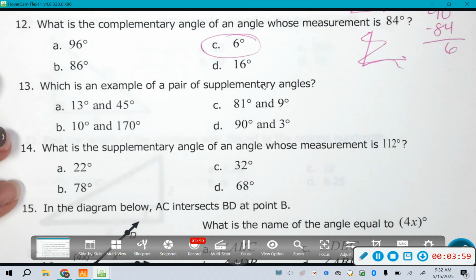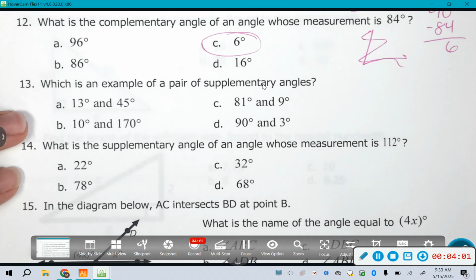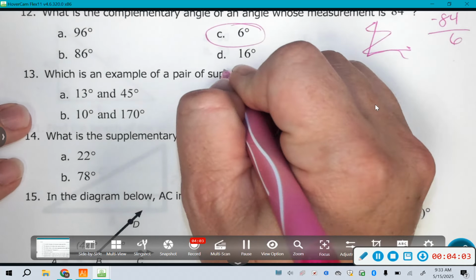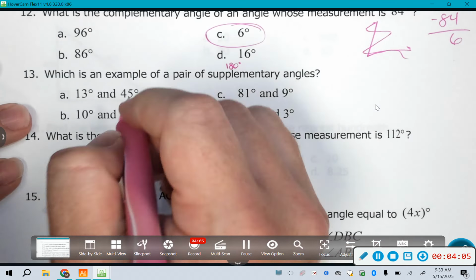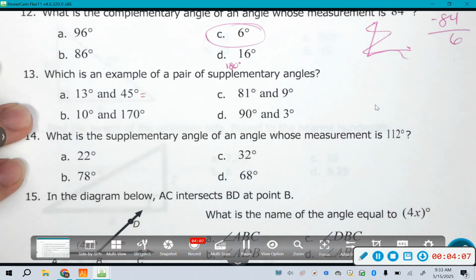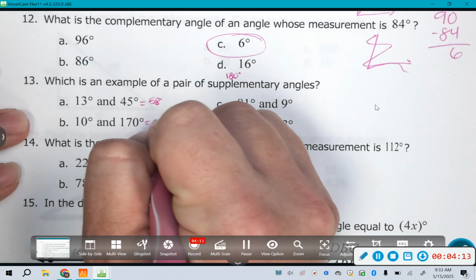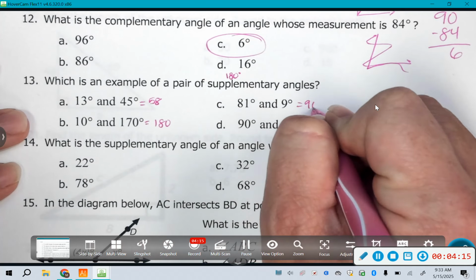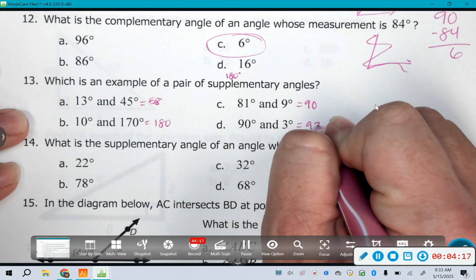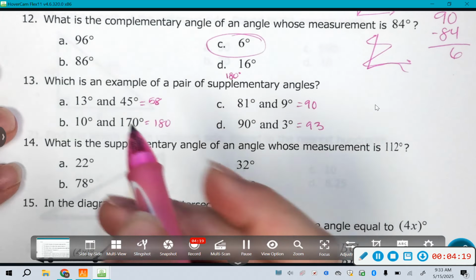Okay, which is an example of supplementary angles? So supplementary is 180 degrees. So again, we're going to add them. If you notice, they're the same as the last ones, so we can keep our same measurements. Before we said this was 58, we said this was 180, we said this is 90, we said this is 93. So again, we're looking for which one's 180, which is B.